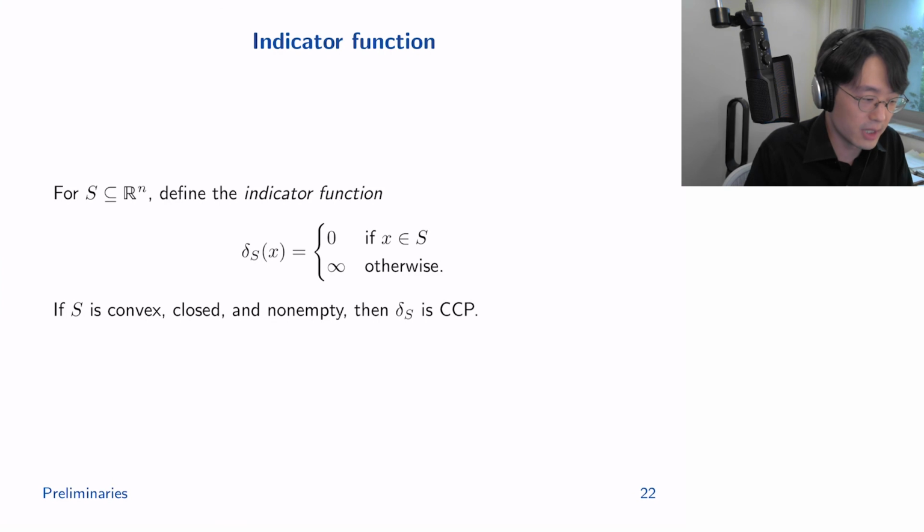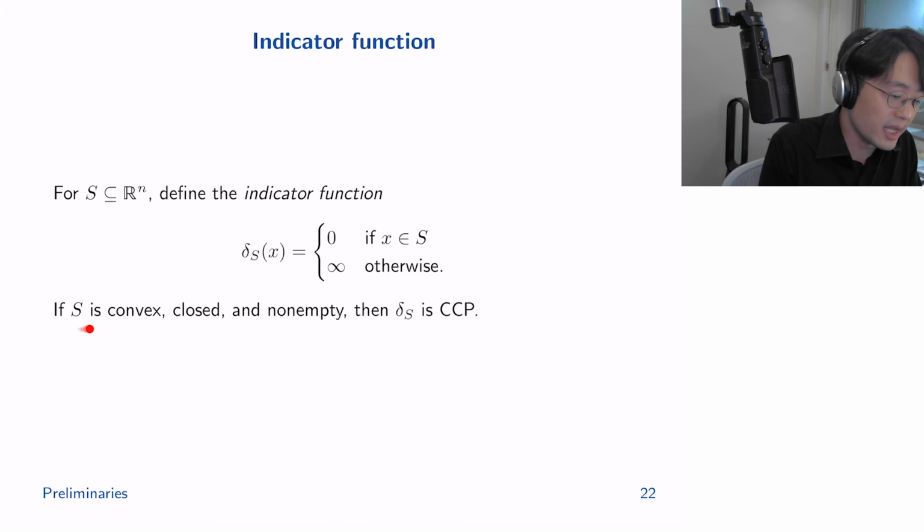Let's next define the indicator function. Given a set S, a subset of Rn, we denote the indicator function as delta S. So delta S evaluated at x is 0 if x is within the set S, and it is infinity otherwise. So the indicator function is 0 or infinity. And the indicator function is useful because it allows us to convert constraints within an optimization problem into an explicit function. If the set S is a convex, closed, and non-empty set, then the indicator function is a CCP function.